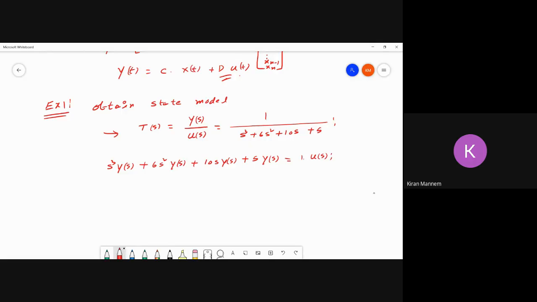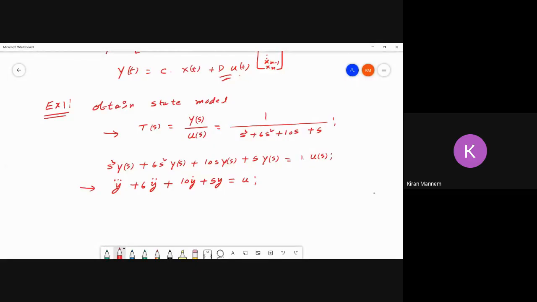Since it is s cube, it would be y triple dot, plus 6 into y double dot, that is second differentiation, plus 10 into y dot, plus 5 into y, which is equal to u. So this is your time domain equation. Now, how many state variables are required to obtain the state model?